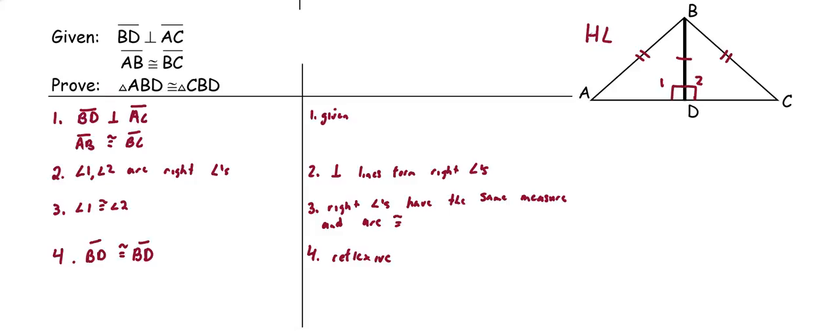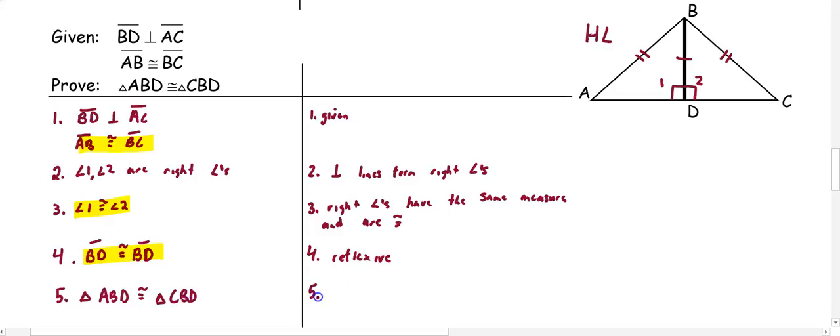Now we have our 3 pieces of information about our triangles, so we know that one of our sides were congruent, one of our angles was congruent, another side was congruent. So now we can make our proof statement because we have 3 pieces of information about the triangle. So step 5, triangle ABD is congruent to triangle CBD, and our reason here would be HL.